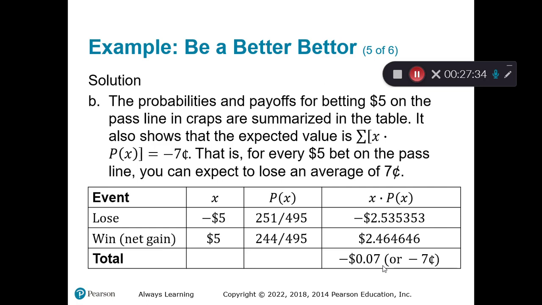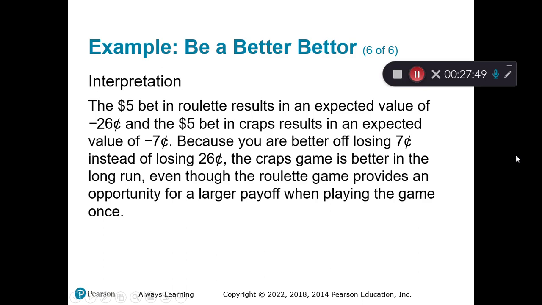So again, the way to interpret this is that if we repeatedly bet $5 at the craps table, betting on the pass line, in the long run, we would expect to lose about 7 cents per game. So now comparing these two results, it seems that we have less to lose by playing at the craps table because we'd only be losing about 7 cents per game versus at the roulette wheel, we would be expecting to lose much more per game, 26 cents per game.